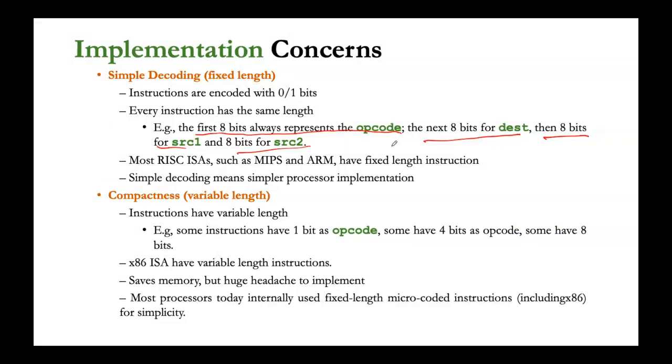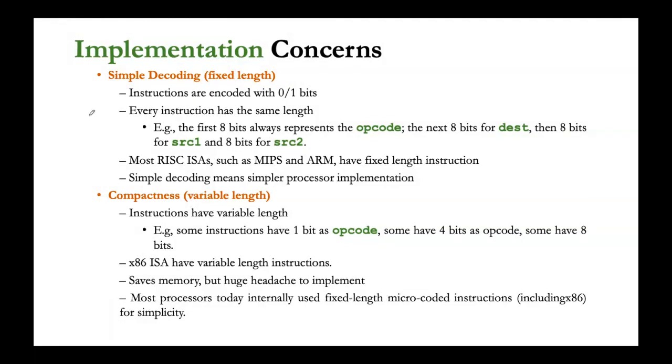So the hardware required to execute this opcode, destination, source 1 and source 2 is fixed. Most reduced instruction set ISAs have very easy implementation, such as MIPS and ARM, which have fixed length instructions. It is very simple to do decoding. That means simple processor implementation in terms of simple decoding.